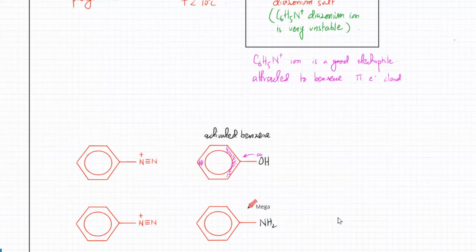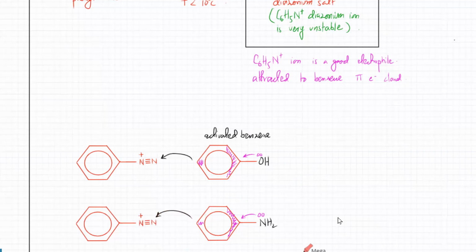The other one must be activated too. This phenylamine, the same thing. The lone pairs on nitrogen overlap with benzene's pi electron cloud, and the electron density increases at positions 2, 4, and 6. So this N triple bond N+ will be attracted to these positions. It's either going to be attracted to position number 4, since it's a positive ion, it will be attracted to the electrons at position 4 or at position 2. This other one would also be exactly the same.